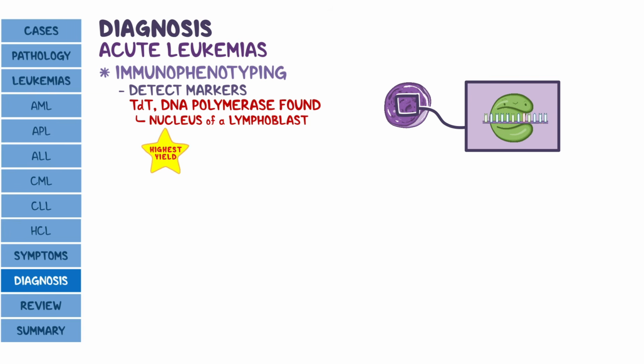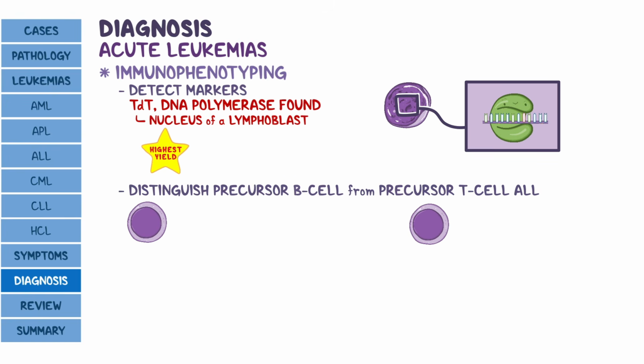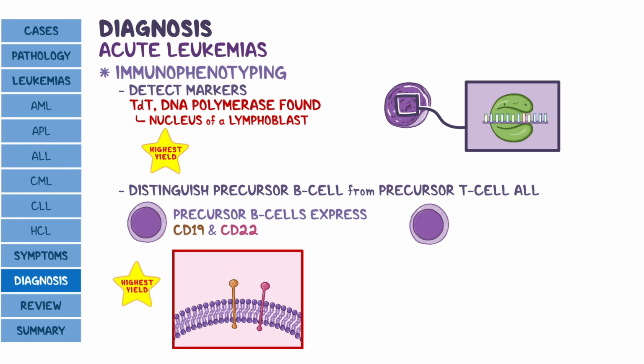Another concept that is frequently tested is that immunophenotyping can also distinguish precursor B cell from precursor T cell ALL. Precursor B cells express CD19 and CD22, while precursor T cells can variably express CD1, CD2, CD3, CD4, CD5, CD7, and CD8.